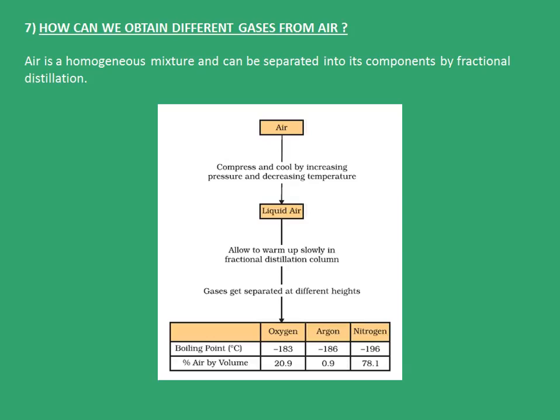The seventh one is, how can we obtain different gases from air? Air is a homogeneous mixture and can be separated into different components by the fractional distillation method that we discussed just before this. Air is compressed and cooled by increasing pressure and decreasing temperature so that it liquefies. Now it is allowed to warm up slowly in the fractional distillation column. Gases get separated at different heights due to the differences in the boiling points of the components that are present.